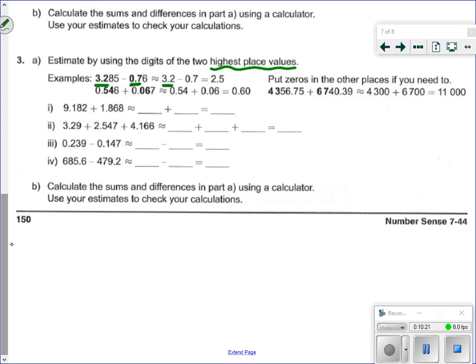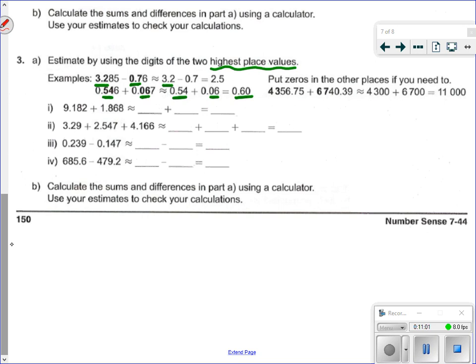Same with this one, we have 0.54. So we'd use the 5.4 part, and we'd use the 0.06, the 0.6 part. And if it helps when you're trying to add those, you can put in zeros in places that you need to, it says. And you can see that we're adding 0.54 and 0.06, and we get 0.60. Okay, so let's try this.